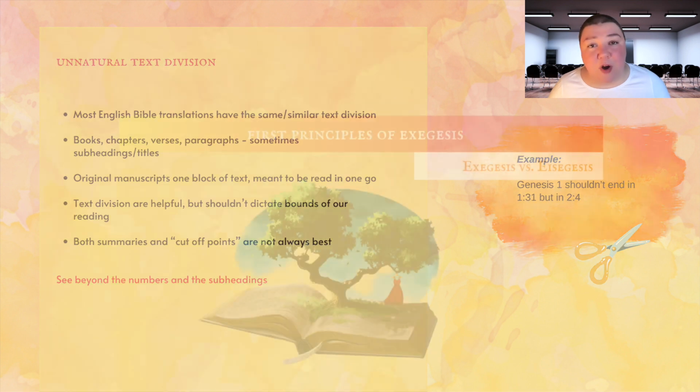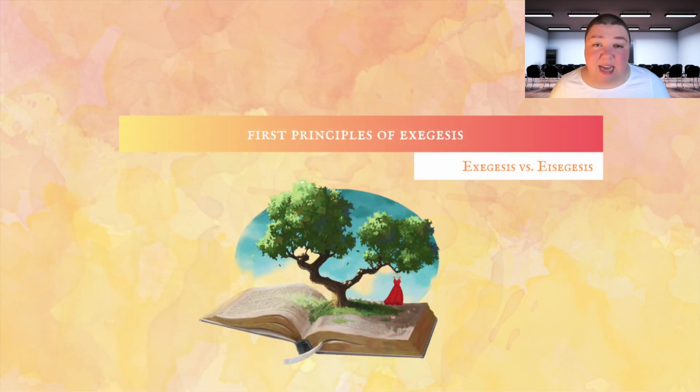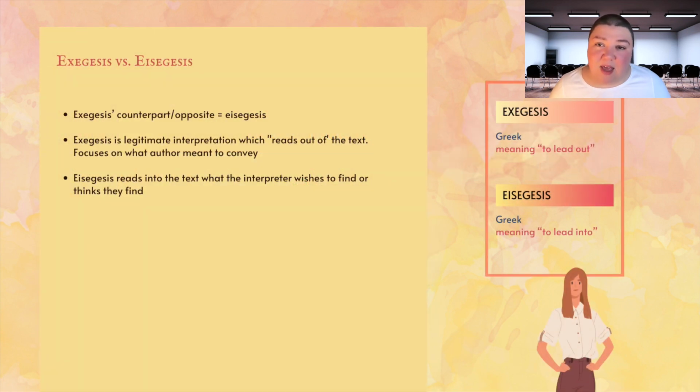Let's move on. A part of understanding exegesis is also understanding its counterpart, its opposite, called eisegesis. While exegesis is defined as legitimate interpretation, which reads out of the text what the original author or authors meant to convey, eisegesis, on the other hand, reads into the text what the interpreter wishes to find or thinks they find there. Now, we've already touched on ways we can carry out eisegesis and the problems with it, but we now have an official name for it, and we'll expand further on how we can fall into the trap of doing eisegesis.